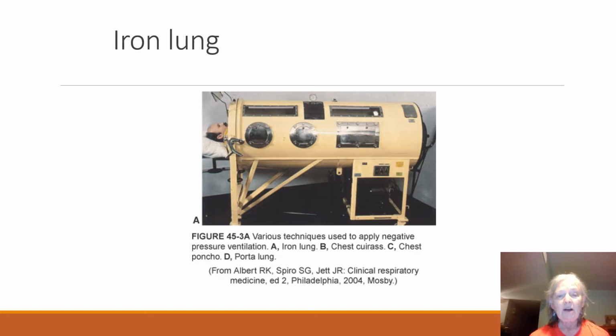This is a picture of the iron lung. There's still countries and places where they do actually use this.